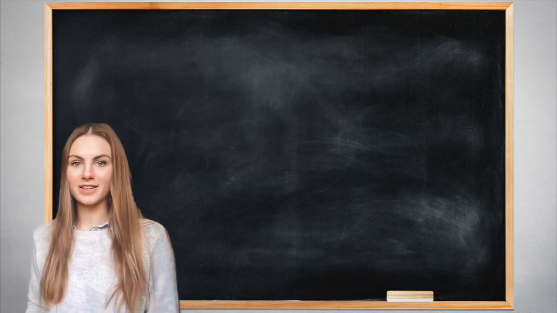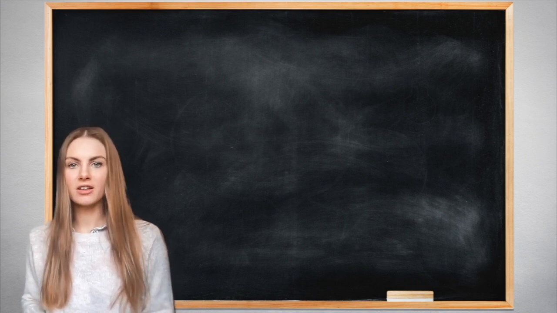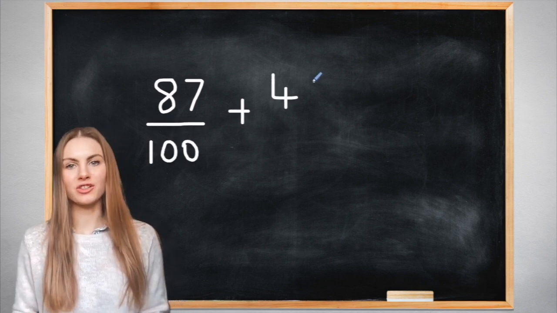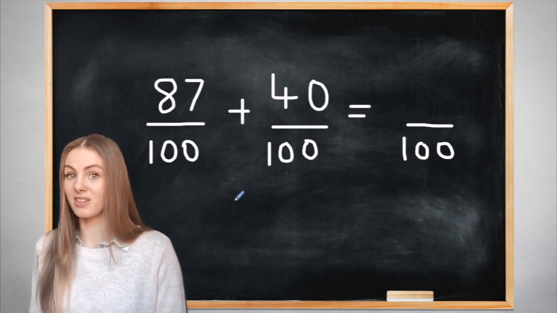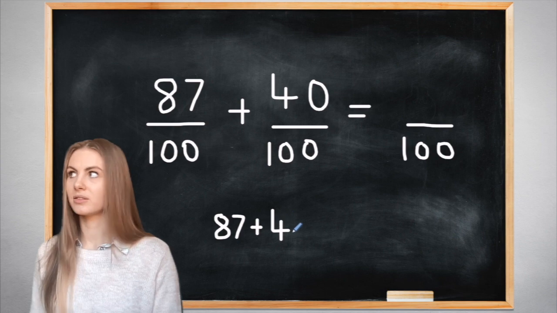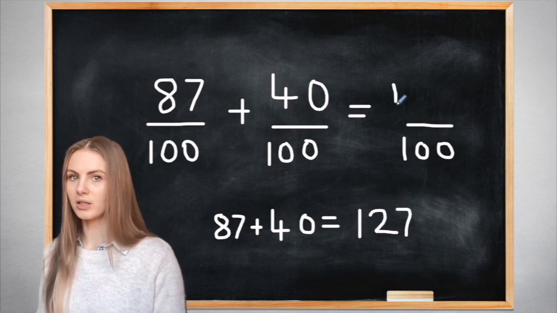We can do this with any size fraction. It doesn't matter how big or small the digits are. So let's take 87 hundredths as an example, and we're going to add 40 hundredths. How many hundredths do we have altogether? So we need to keep our denominator the same, that's in the hundredths, and then we're just going to add 87 and 40, which is 127.